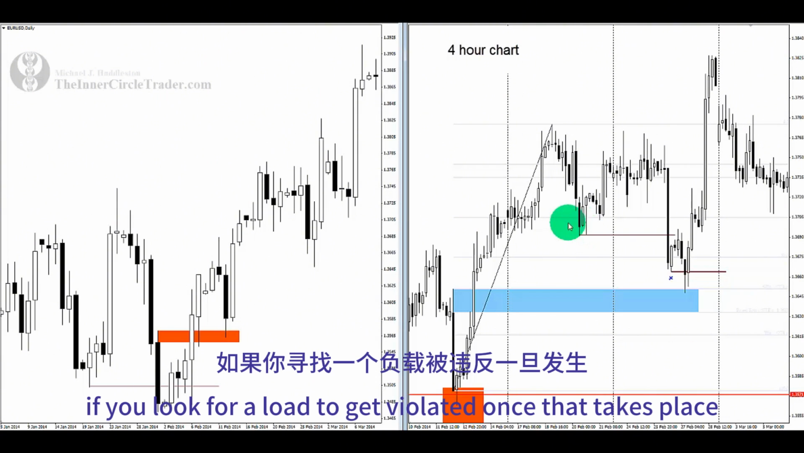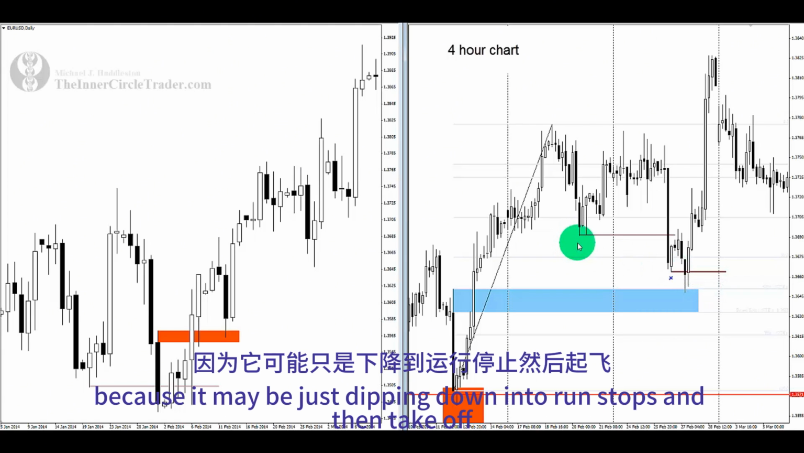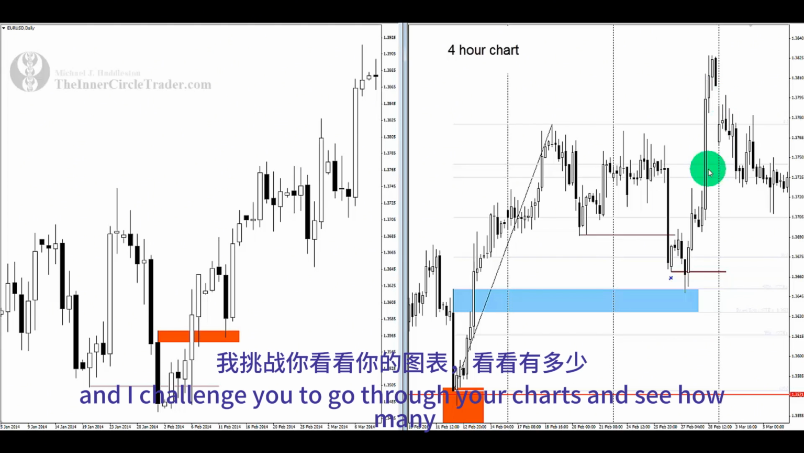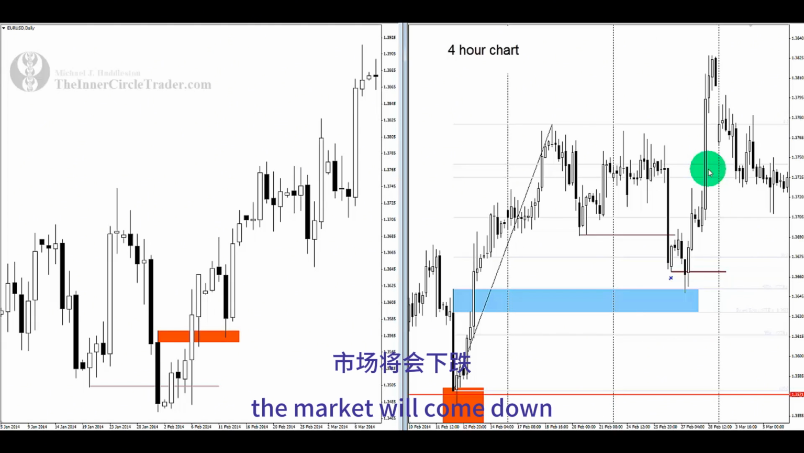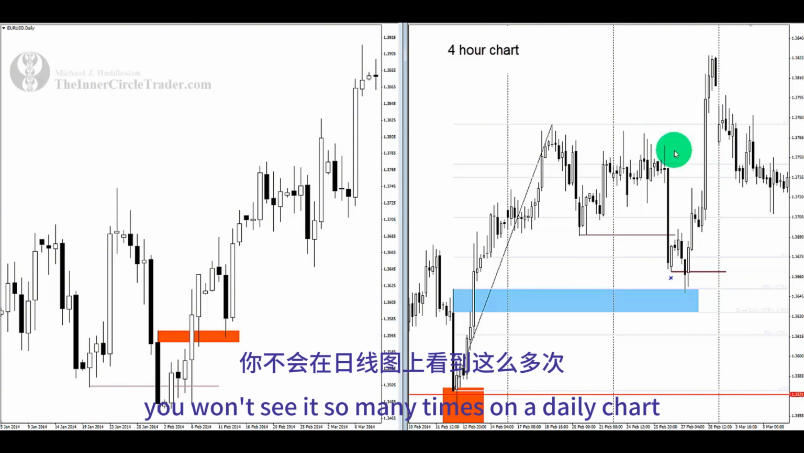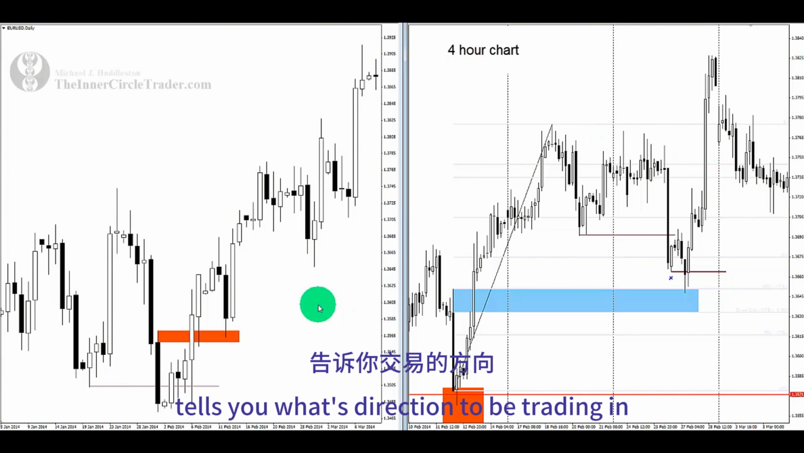If you look for a low to get violated, once that takes place, anticipate the market to move higher because it may be just dipping down here to run stops and then take off. And I challenge you to go through your charts and see how many times that happens in a bullish market. The market will come down, take out a low, and many times you won't see it on the daily chart because that's the directional premise indicator. It tells you which direction to be trading in.